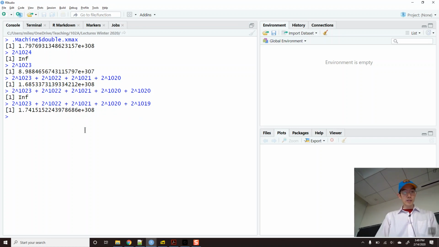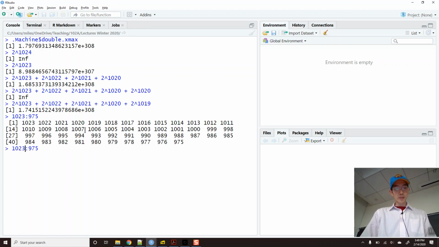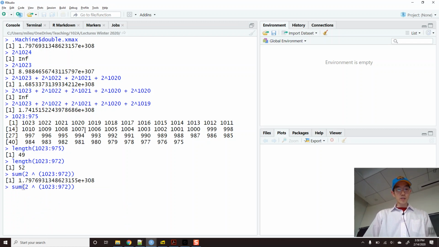I guess I can do 1023 to, what's 1023 minus 50? Is it 975? I don't know, what is this length? Okay, I need 3 more, 972. So then I can do the sum of 2 raised to this thing, and that will be dot machine double X max.